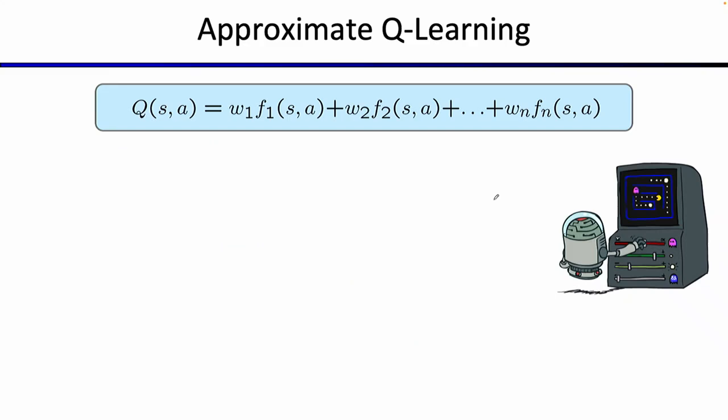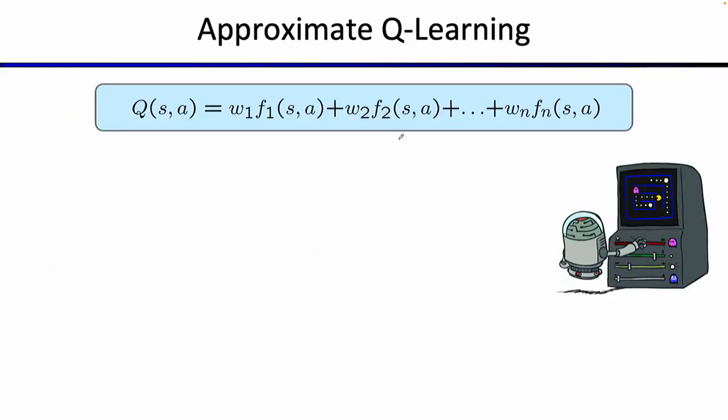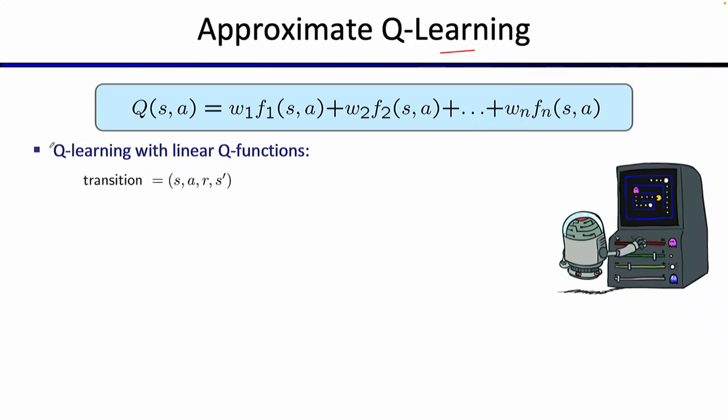So now let's see how we could use these linear value functions to derive an approximate Q-learning algorithm. We've said that we're expressing our Q values not as a table, but as this linear combination of features. We're starting with that definition. And then the question is, what does our Q-learning algorithm look like with these features?